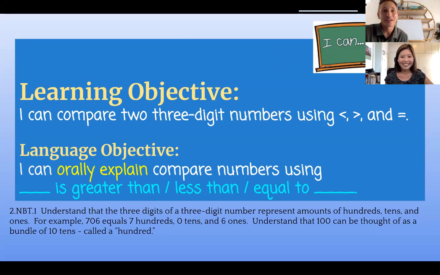For your learning objective today, we have: I can compare two three-digit numbers using the symbols greater than, less than, and equal to. Your language objective is: I can orally explain, compare numbers using blank is greater than or less than or equal to blank.